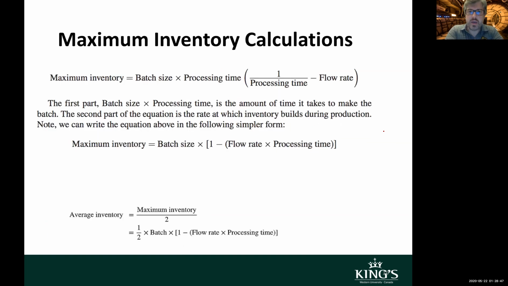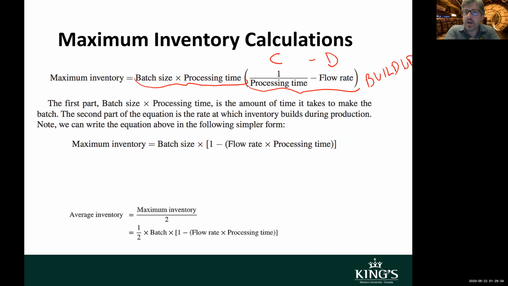So how do I calculate my maximum inventory? Well, I know that my inventory relates to batch size and the time it takes to produce that batch size, right? So batch size times processing time. This is just basically the amount it takes to produce one run. And now the second item of this equation, this is interesting. 1 divided by processing time, this relates to capacity, right? And flow rate, this relates to demand. So the difference between your capacity and your demand, this is what we call a buildup.